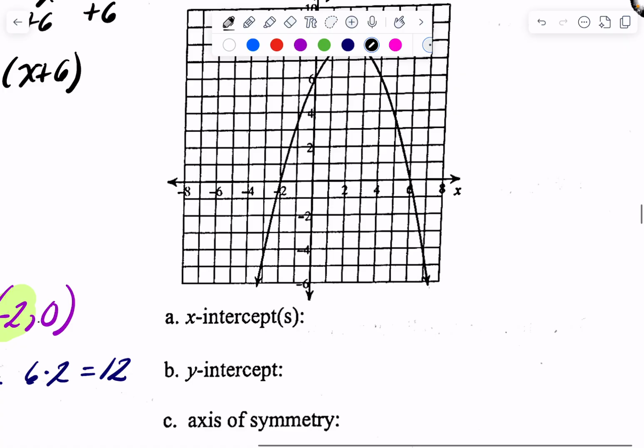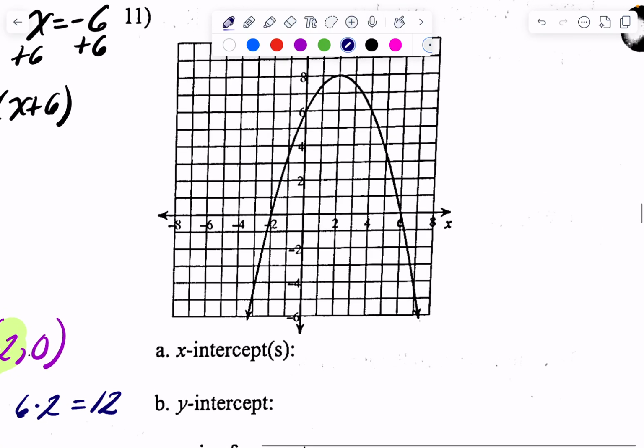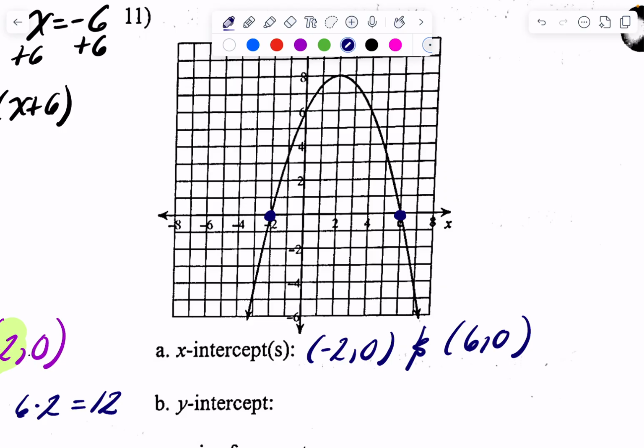So again, they're making our life pretty easy here. Looks like our x-intercepts are at whole numbers again. So -2, 0, and 6, 0. The y-intercept you can even see really easy, over 0 up 6. So we didn't have to do as much work on that one.